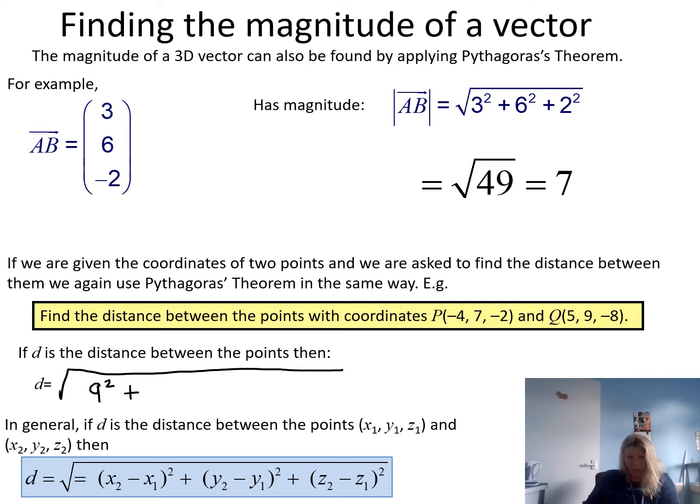Plus 9 take 7 is 2. And minus 8 take negative 2, let's add. So minus 8 add 2 is minus 6. And if we do that calculation, we will get, I think, 11. I'd hope 11. Yes. So done.